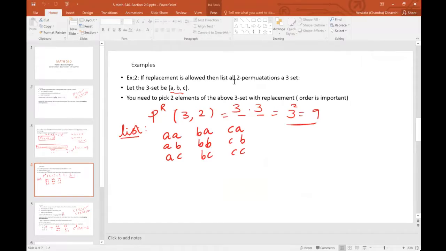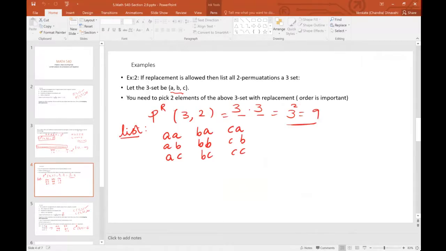Suppose replacement is allowed, list all the 2-permutations of a 3-set. That means a set consists of 3 members, a comma b comma c, and you are selecting 2 items out of 3 things, and I can pick the same thing again and again. So if you simply use the product rule, I'm picking 2 elements, and for each spot I can select either a, b or c. There are 3 ways I can fill the first spot. There are 3 ways I can fill the second spot. That is 3 power 2, which is simply 9.